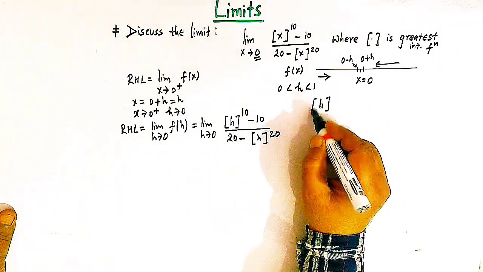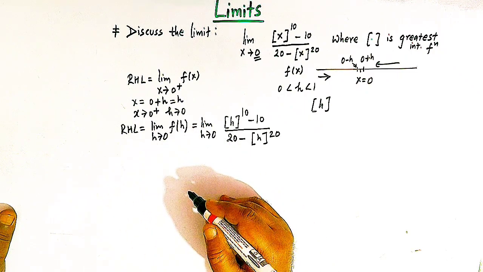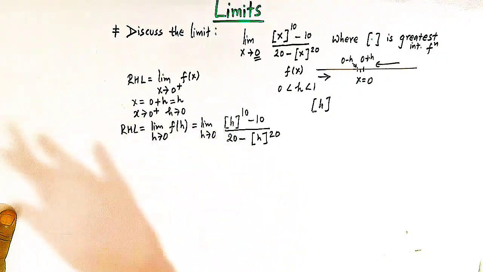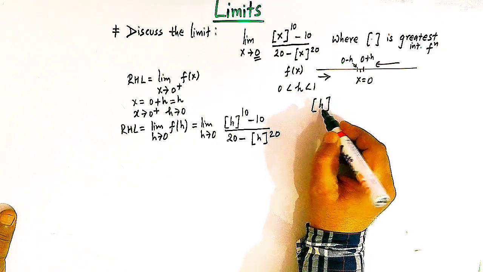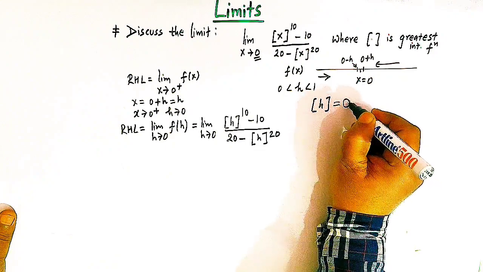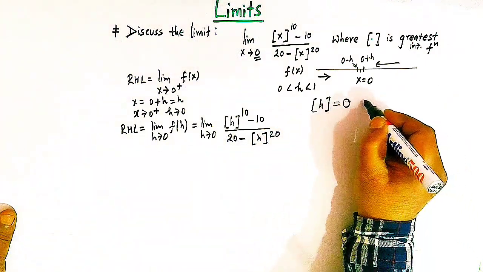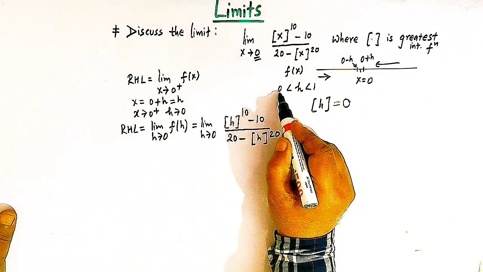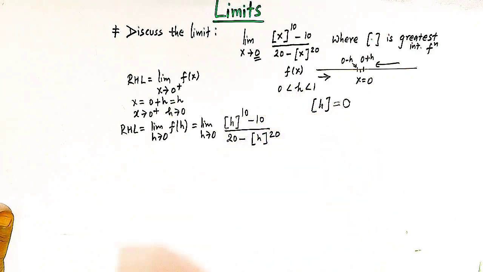So whenever we encounter greatest integer function or the fractional part function, we cannot directly substitute h is equal to 0 as such, right? So what we will do, we'll write the value of greatest integer of h, that is simply equal to 0, right? Because h is infinitesimally very small, and remember h is very close to 0, so it lies between 0 and 1. So the greatest integer of h should be equal to 0.